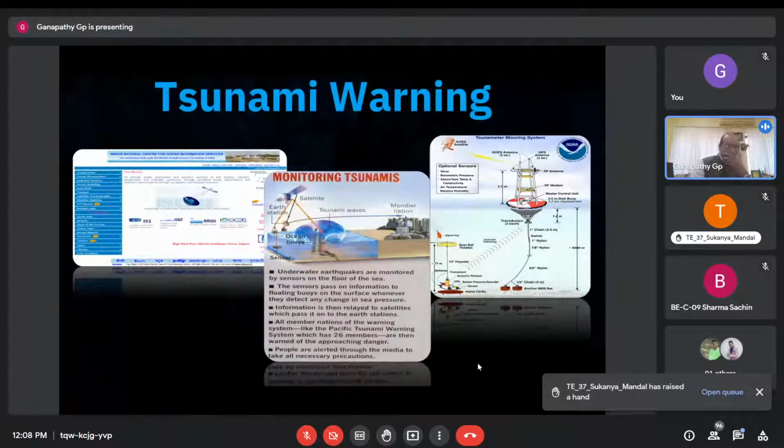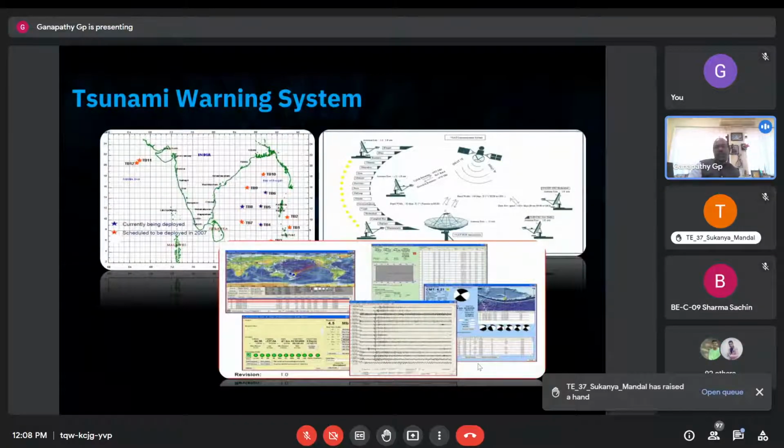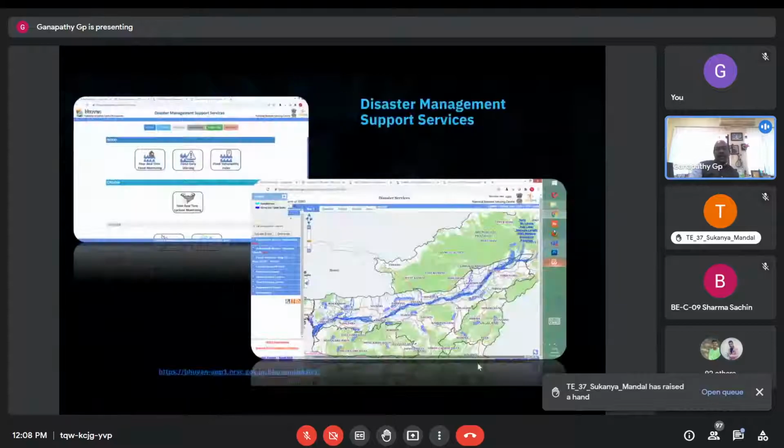Immediately they have a model. If there is an earthquake at any point in the ocean around India, they have a model of 60,000 scenarios for these areas, and they can easily calculate the wave motion immediately. This is the tsunami warning system available in India, and this is what we monitor.